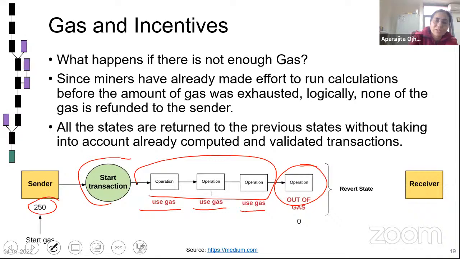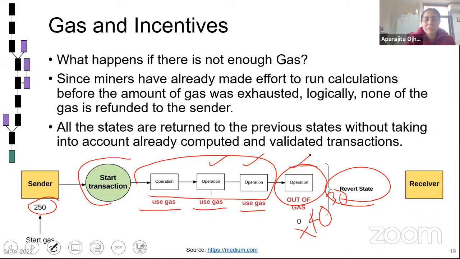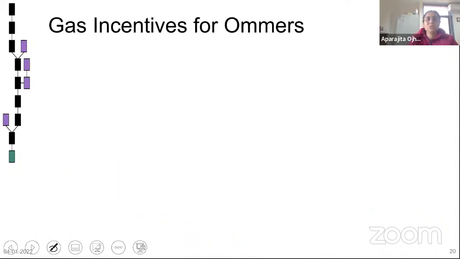Suppose the fourth operation requires 40 gas points, and the gas points I have now are only 30. So this will be rejected. Now what will happen? The state of the network will be reverted back to the original state. Due to the operations, some state changes happened, but those state changes will be reverted back, and no gas will be returned to the sender because everything is out of gas. No gas will be refunded to the sender.